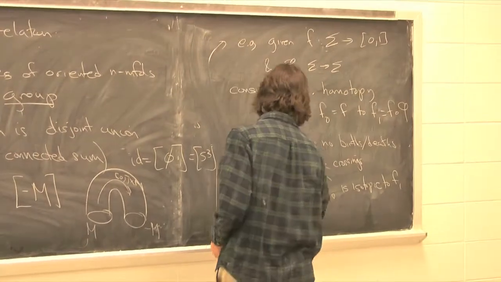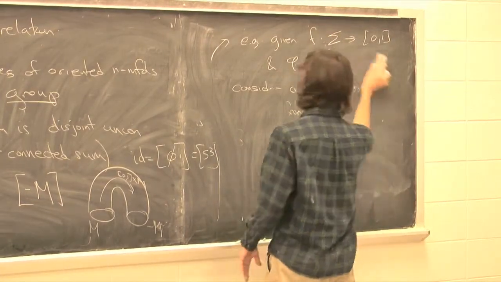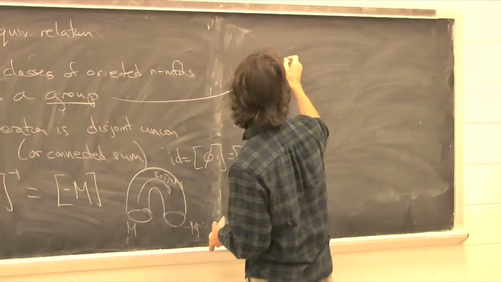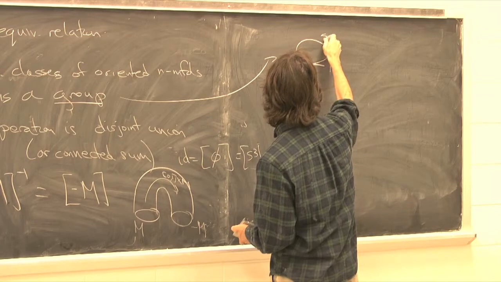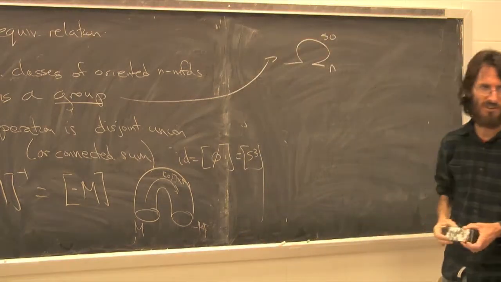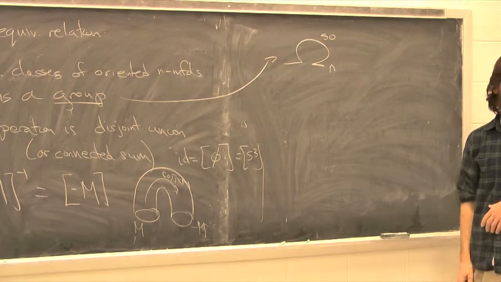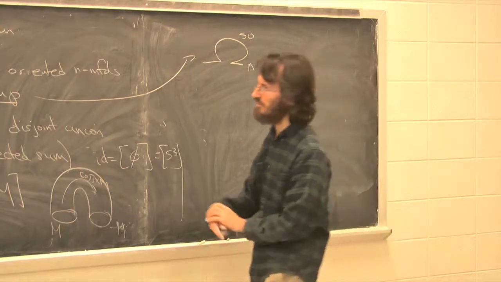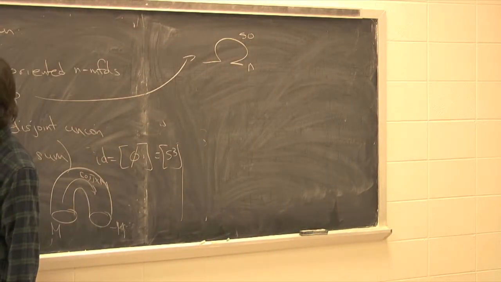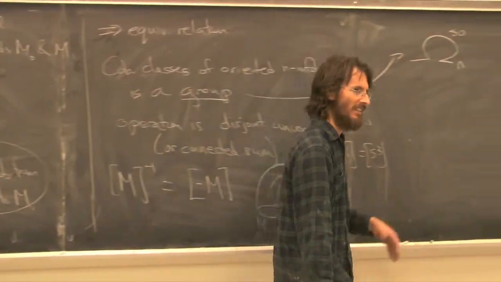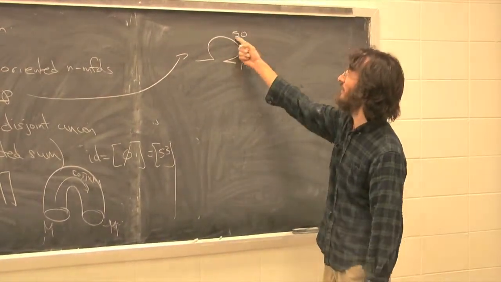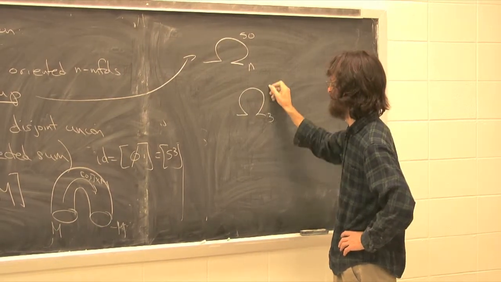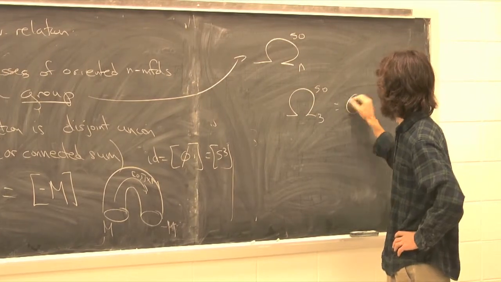Okay. And so there's this group. This group is called omega n SO. SO for oriented, because there are various groups. You can consider all kinds of other cobordism relations, where you put various structure on the manifolds. Anyway, this just means that it's oriented, and so what we've shown is that omega 3 SO is just 0.